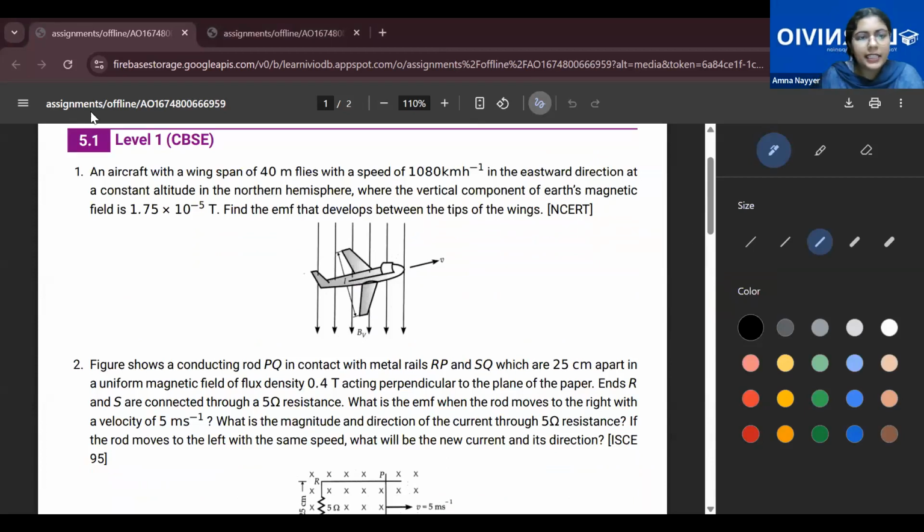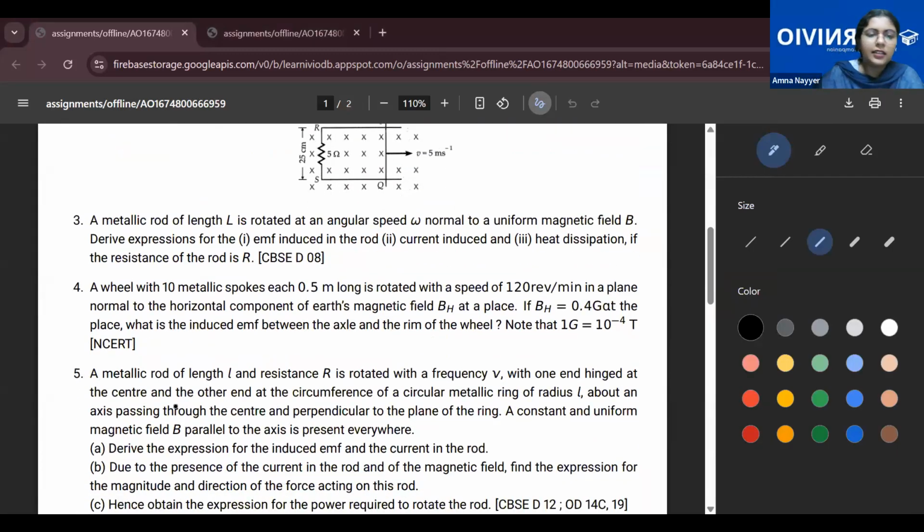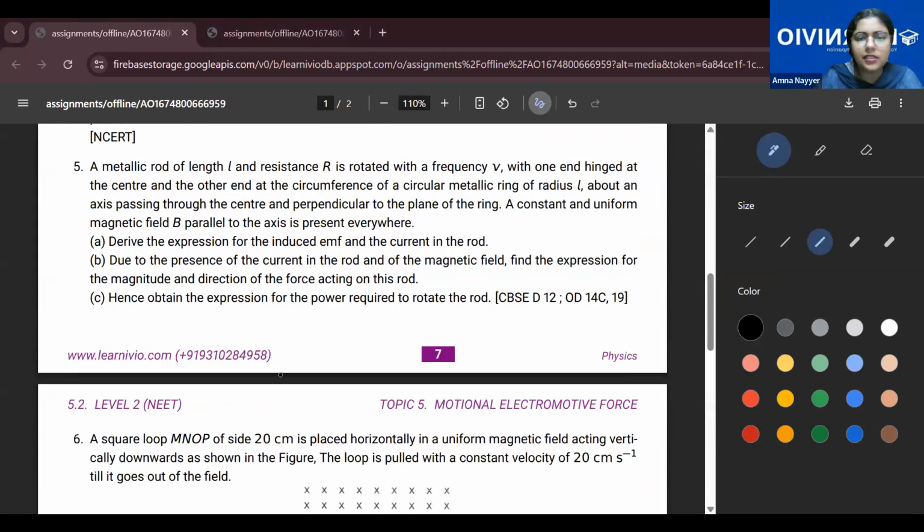See, this the first question and second question. We have already done it in the class. Third is new, and the fourth and fifth are completely based on the third one. So let us just discuss the third one.